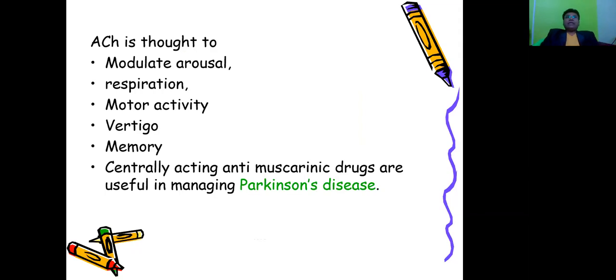Acetylcholine is thought to modulate arousal, the respiratory system, and motor activity. It is also associated with the production of vertigo and with memory, and centrally acting antimuscarinic drugs are useful in treating Parkinson's disease also.